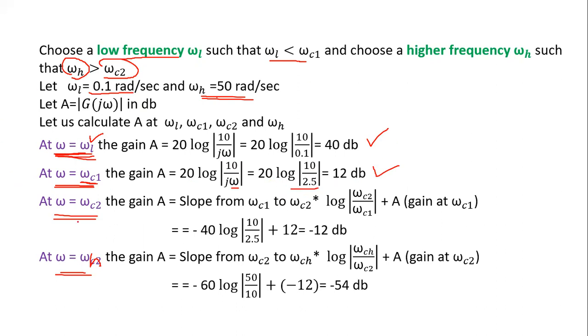Next, coming to omega C2, when omega is equal to omega C2. From here onwards, the formula will be different. Previously we directly used 20 log of the first term in the table, but for the higher corner frequencies we need to consider the slope also. At omega C2, the gain is the change in slope from the previous corner frequency to the current corner frequency, into log of the current corner frequency by the previous corner frequency, plus the gain at the previous corner frequency.